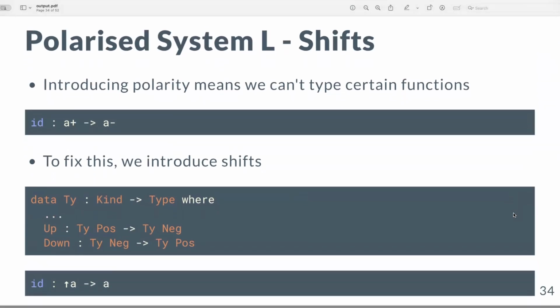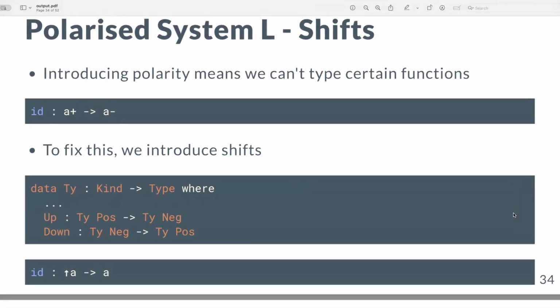Okay, however, there's one complication. Once we introduce polarity, we can't type check the identity function, because as you've seen, function types are defined between positive and negative polarities. And so now this doesn't check. So we introduce a thing called shifts, upshift and downshift. Essentially, to type the identity function, we just put a shift before, and now the types match. This is standard in polarized call by push value, and polarized lambda calculus has the same thing. But these shifts are actually going to become very important later.